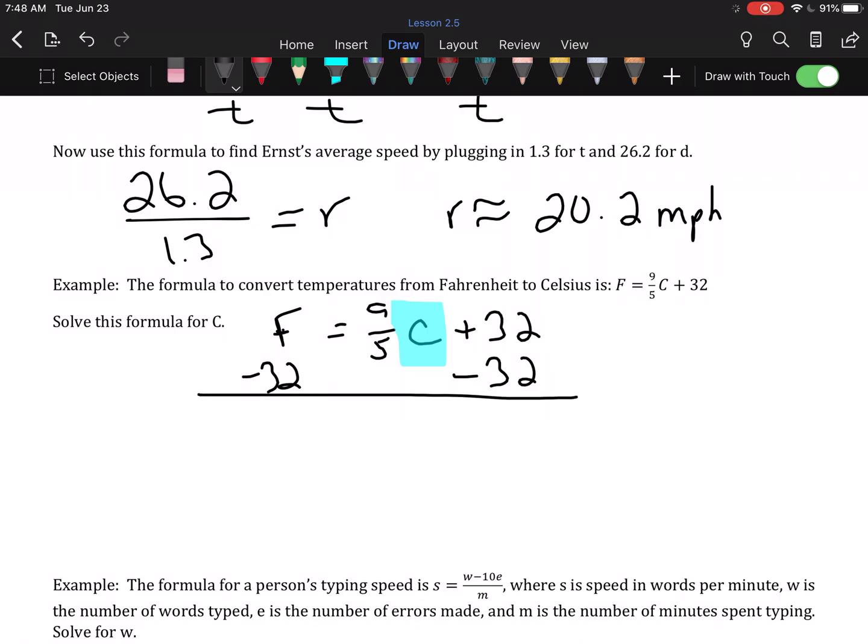Now what's that look like? Well, F minus 32, those aren't like terms. So F minus 32 is F minus 32. On the right side, obviously, 32 minus 32 cancels, leaving us with this 9/5 C. Yes, there's a reason I left a gap there.